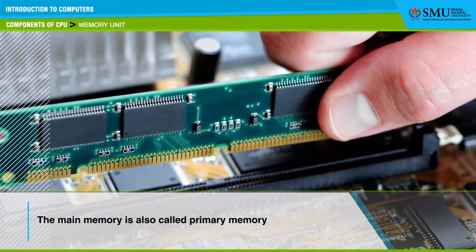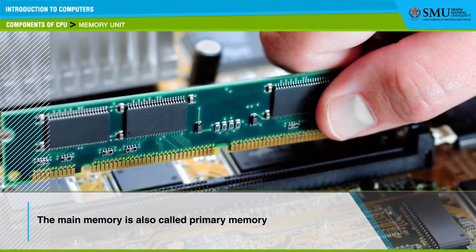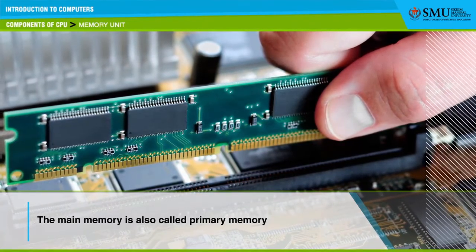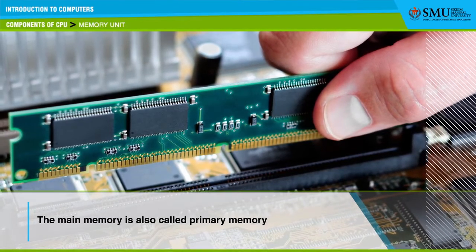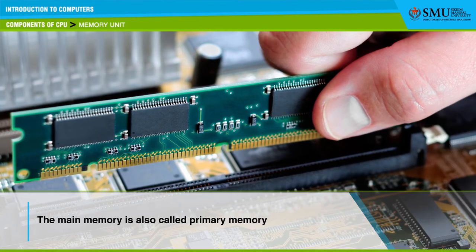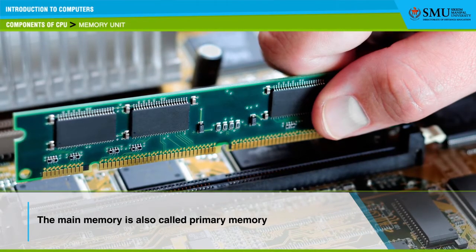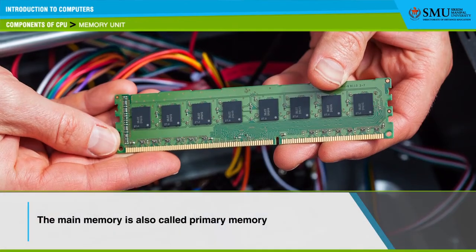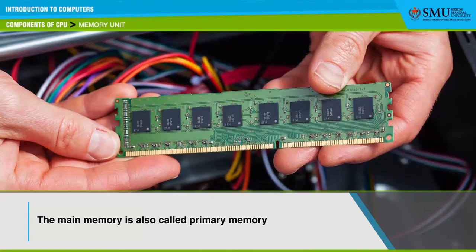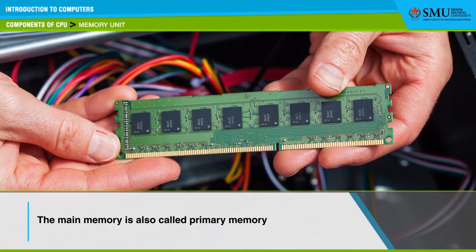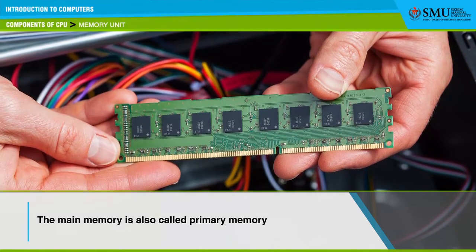Memory unit. The main memory is also called primary memory. It is used to store data temporarily. Although the CPU is the brain behind all the operations of the computer, it needs to be given instructions and supplied the data for processing. Once the CPU has carried out an instruction, it needs the result to be stored. This storage space is provided by the computer's memory. Data provided by the input device and the result of that processed data are also stored in the memory unit.